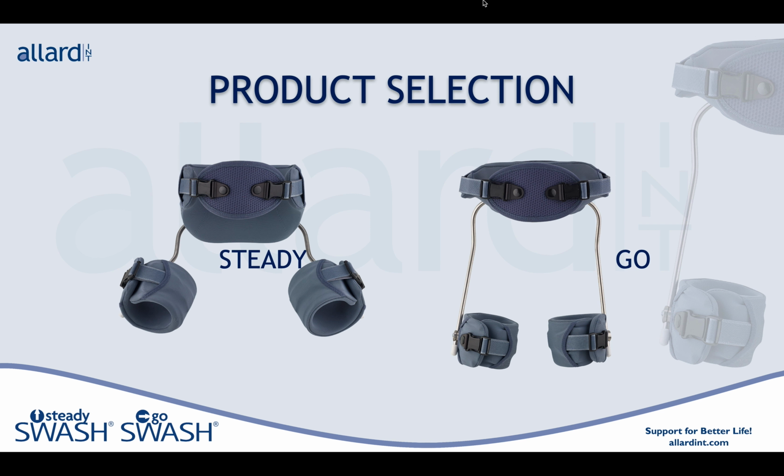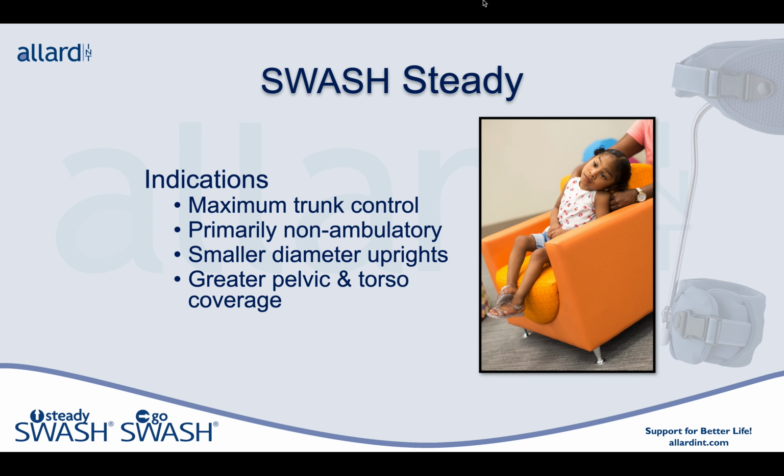Who is the right candidate for each of the orthoses? The indications for the SWASH Steady would be when we're looking to achieve maximum trunk control. It is designed primarily for non-ambulatory usage. The size 1 uprights are smaller for early intervention, and it also provides greater pelvic and torso coverage. So that really hugs the child to give them that trunk control that we're looking to achieve.